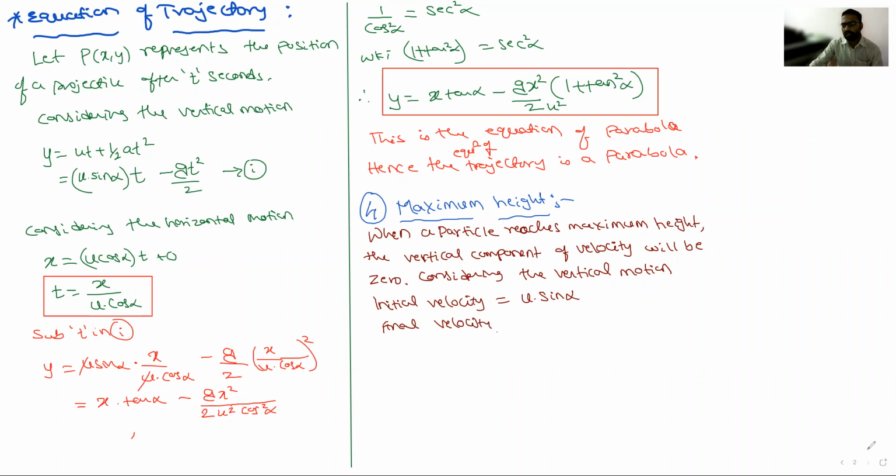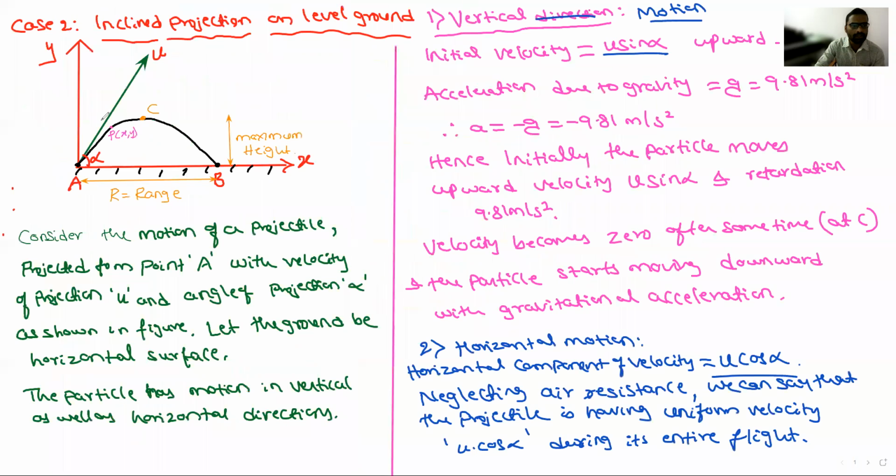So look at the figure. The particle is projected. I want to determine this maximum height, which I will take as capital H. How to determine this maximum height? The particle is projected; what is the initial velocity in the vertical direction? U sin alpha. In the vertical direction, initial velocity is equal to u sin alpha.